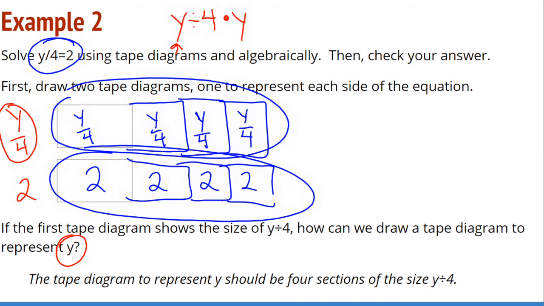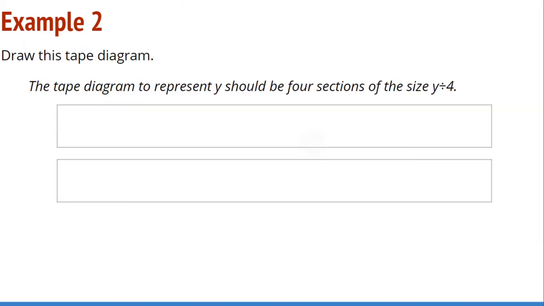I need to add some more sections on here, or multiply to get my full number of sections. So now I can look and say that if all of this together is y, then all of this is equal to y. So y equals 8. So the tape diagram to represent y should be 4 sections.